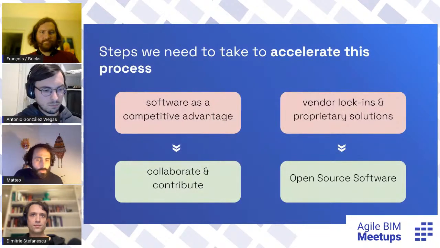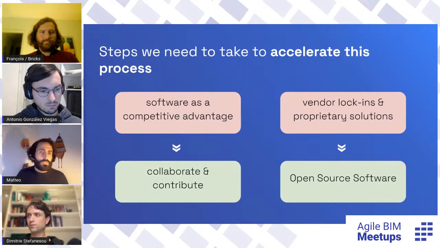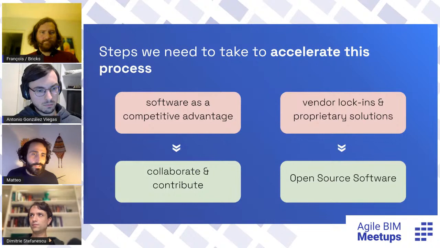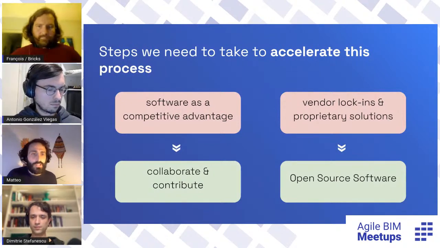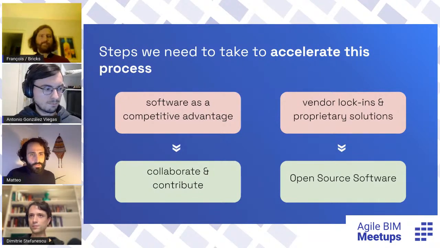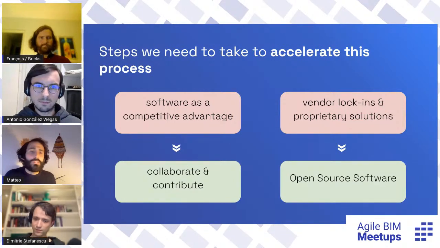So what can we do to really accelerate this process inside of AEC? Well, the first thing we need to do is really to stop seeing software as a competitive advantage. Companies like Facebook, Microsoft, and Google are collaborating on open source software despite being rivals. And this is because they're focusing their core competencies on their core competencies rather than on their core infrastructure.